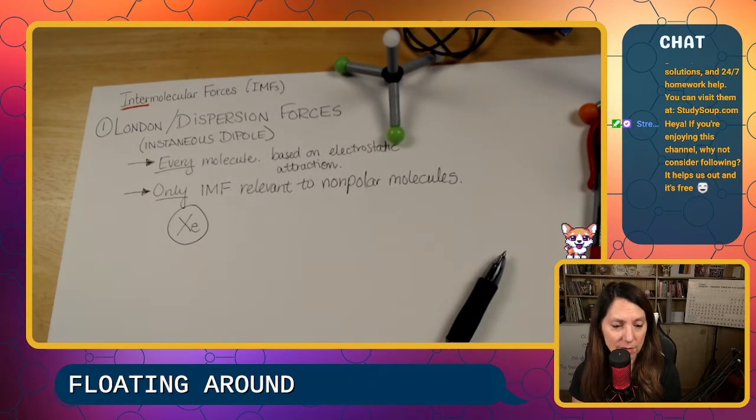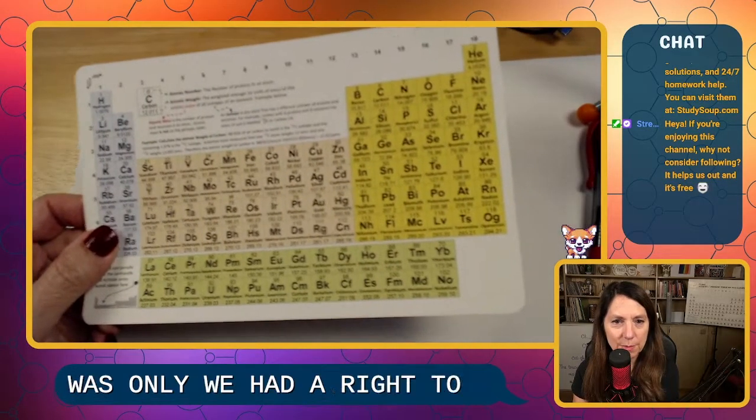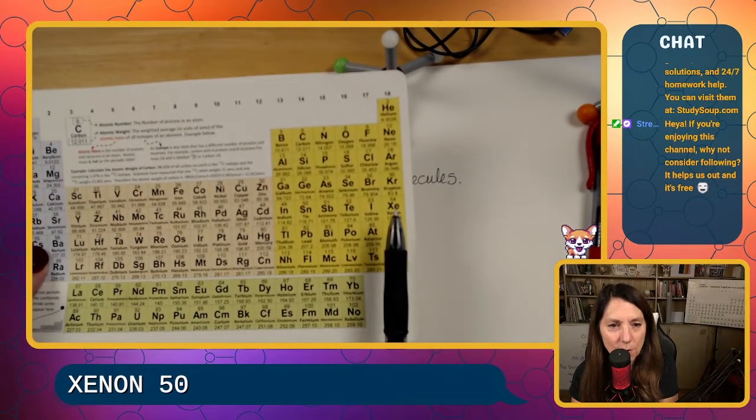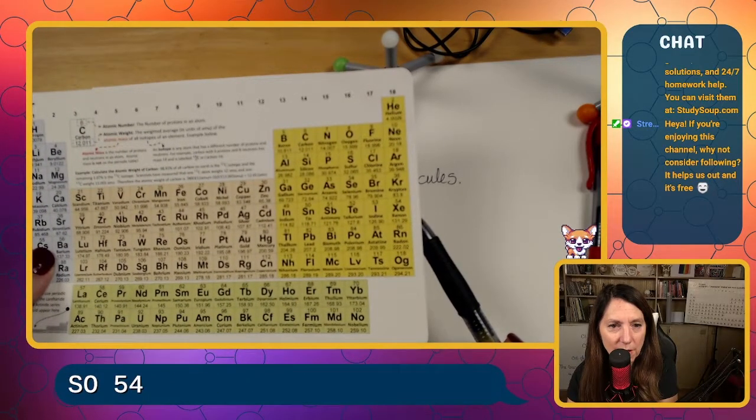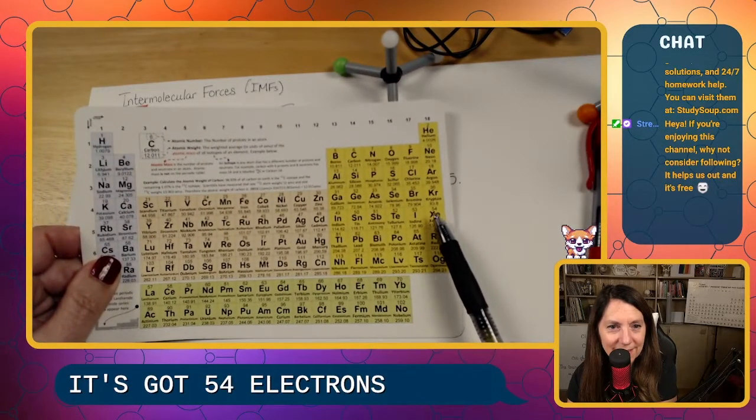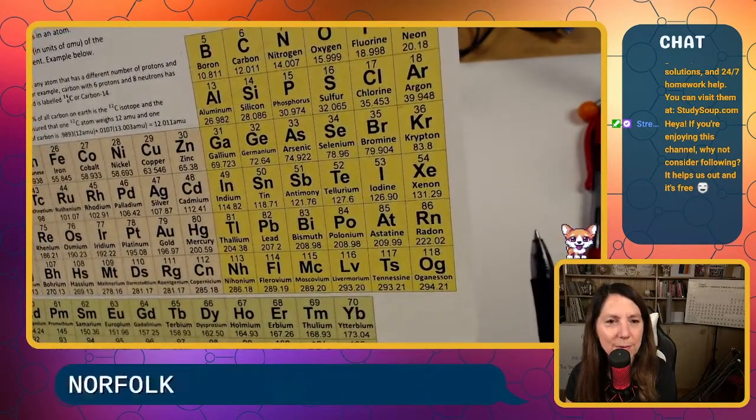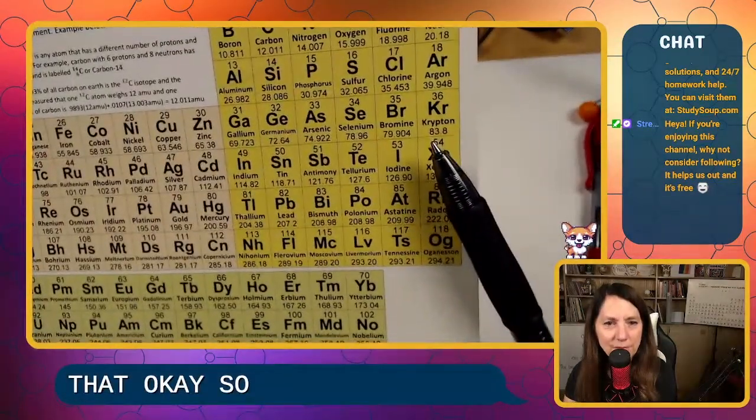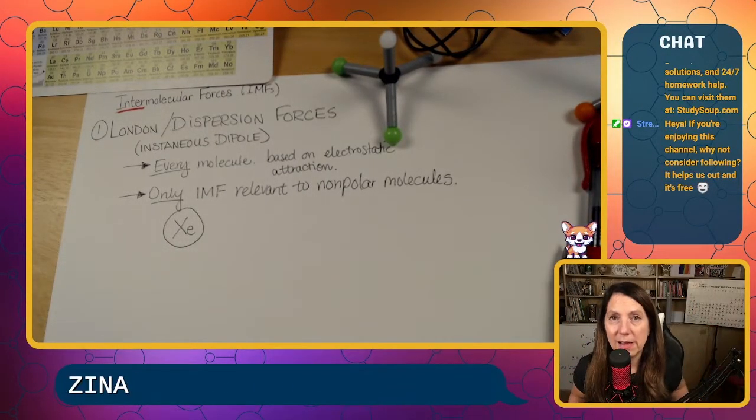It's got a bunch of electrons. How many electrons does it have? Oh, if only we had a periodic table. Oh, that's right, we do. Okay, so xenon, if we check out xenon, 54. So 54 protons, that means it's got 54 electrons. Right there, our atomic number. What if I brought it in really close? Ooh, yes, I should have done that. Okay, so 54 electrons can be flowing around our xenon atom.